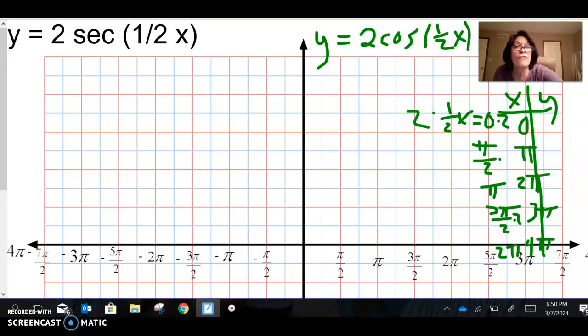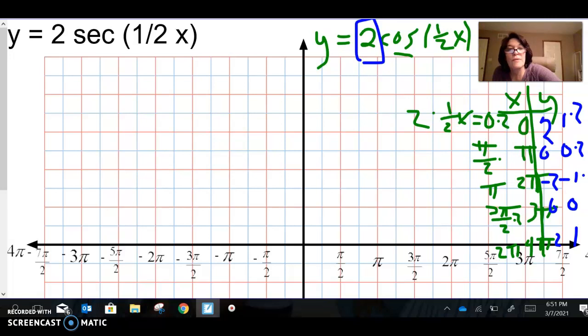My y's for cosine are usually 1, 0, -1, 0, 1. Right? The cosine of 0 is 1. Cosine of pi over 2 is 0. I'm just doing my 5 key y's, but I am supposed to be multiplying by 2. So I multiply all these by 2, and I get 2, 0, -2, 0, 2. So 0 gives me 2. Pi gives me 0.